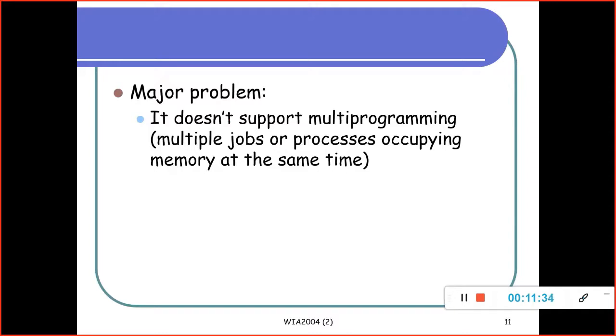The major problem of this algorithm is that it is simple, but it doesn't support multiprogramming. You cannot run two jobs or two programs at one time. Meaning that you cannot run, let's say, your PDF with your Microsoft Word, or if you open Google Chrome, you cannot open others or open Word. You cannot do multitasking or multiprogramming. So this is one of the weaknesses, a major drawback of the single user scheme.